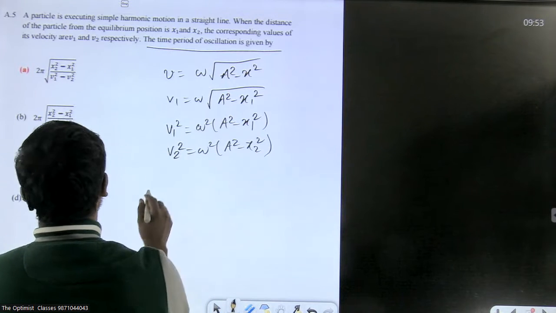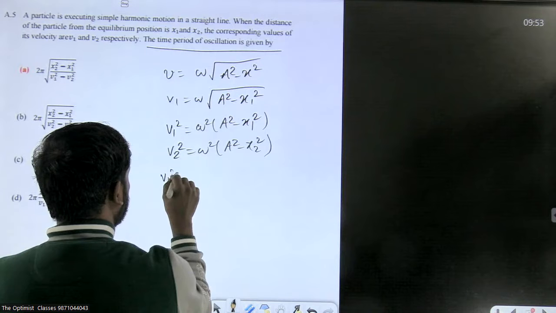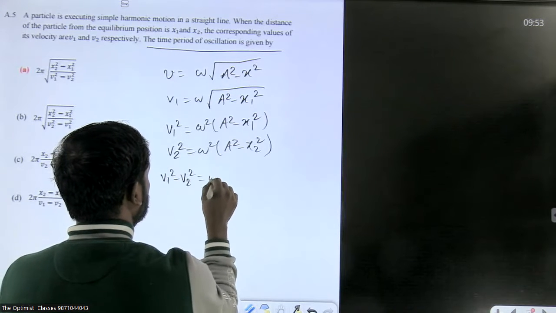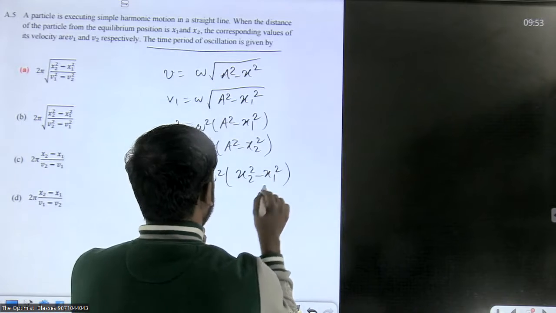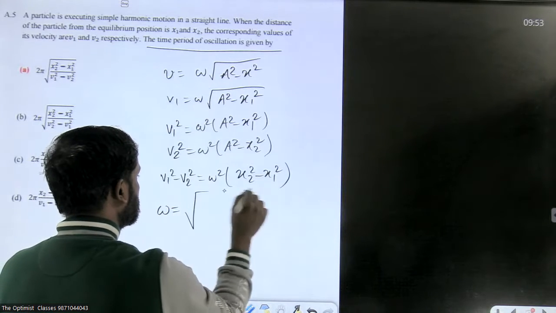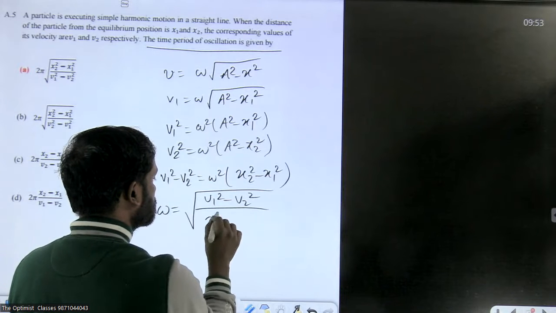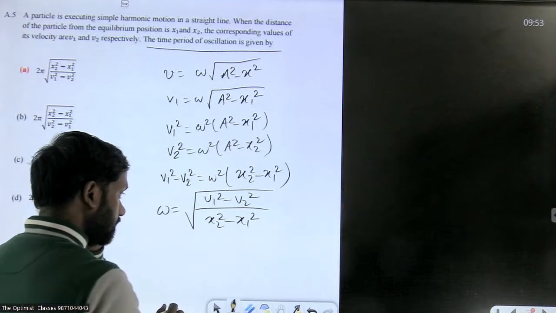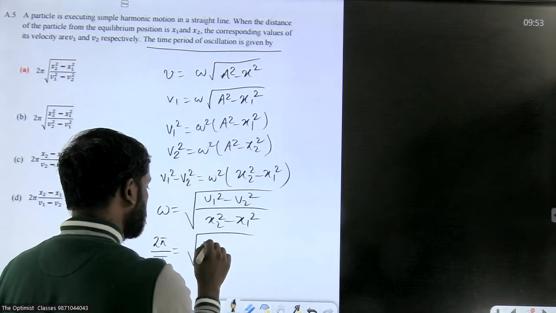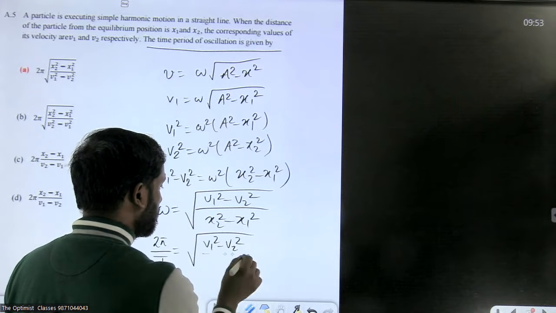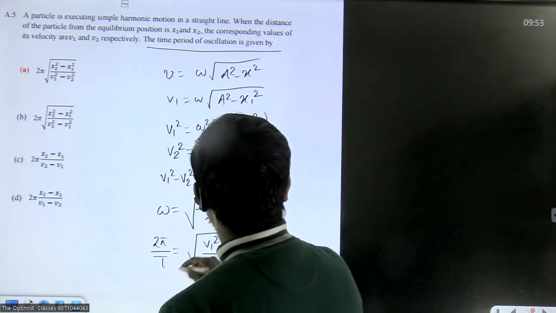Okay, so subtract the two. When you subtract the two, you get v1 square minus v2 square is equal to omega square, and here you get x2 square minus x1 square. So therefore, omega is equal to root under v1 square minus v2 square, divided by x2 square minus x1 square. Okay, so this is 2 pi by T is equal to root under v1 square minus v2 square, divided by x2 square minus x1 square. Now from here we can calculate T.